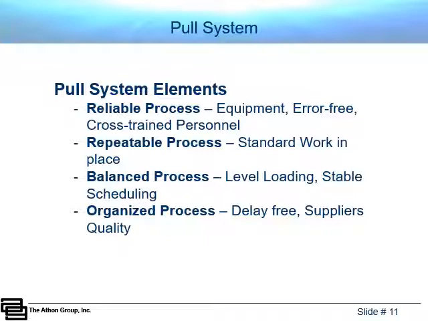Second, you have a repeatable process. You have standard work in place, and no matter who you put in that process, they do it in the same way and get the same results. You have a balanced process where you have multiple steps in the process, and as much as possible, they are level loaded. That is to say, each step in the process takes the same amount of time. If in the preceding example we had 1 minute, 5 minutes, 1 minute, 1 minute, 1 minute, you'd have a lot of inventory accumulating before that 5-minute cycle time step, and it would be starving the other steps downstream. So we want a balanced process. And finally, an organized process. 5S is in place. We have reliable supplier quality and so forth.